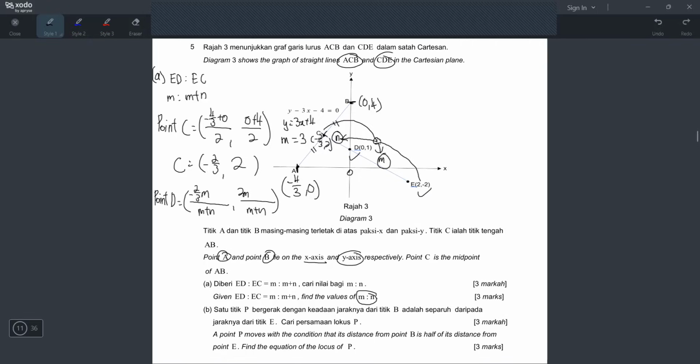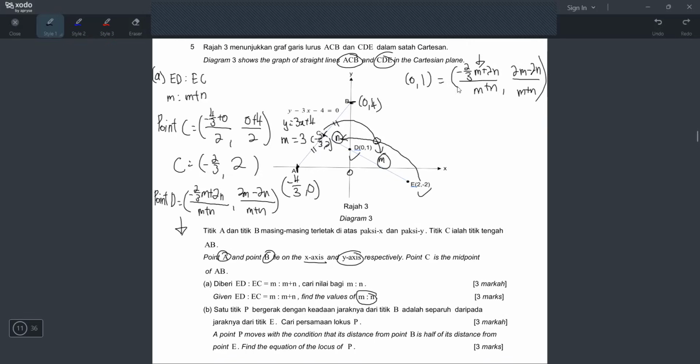Now I will take point E times n. It means I will take 2 times n, negative 2 times n. So the 2n I will write at the x coordinate. The negative 2n I will write at the y coordinate. And if there's nothing in between, it means plus, right? And don't forget point D, you have it. Point D is 0, 1. Okay, I don't have enough space. I'll continue here. So point D is actually 0, 1 equals to this one, whatever is here you just copy down. So negative 2 over 3 m plus 2n over m plus n, comma, 2m minus 2n over m plus n.